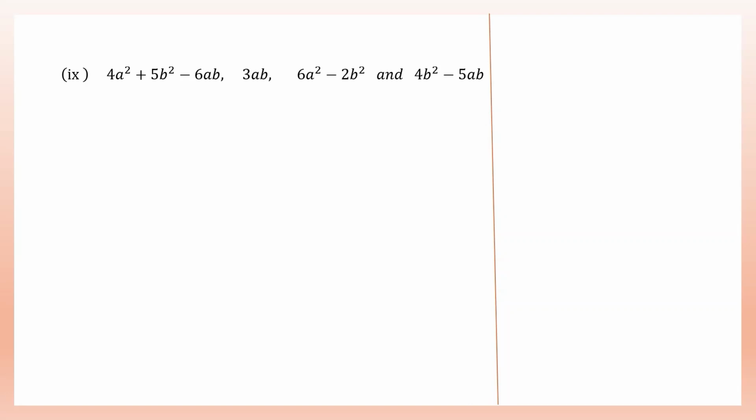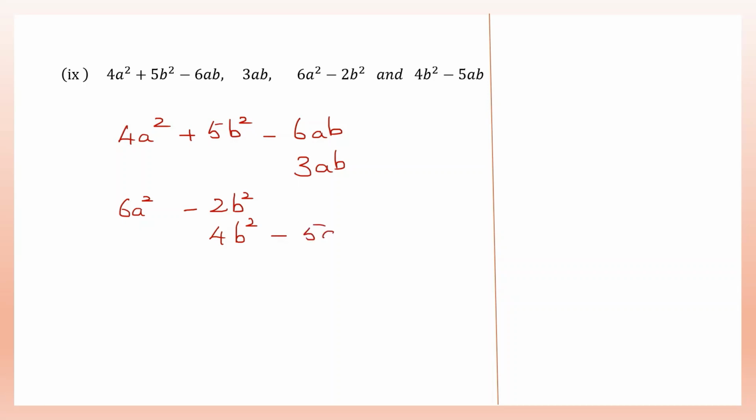Question 9. 4a square plus 5b square minus 6ab. This is the first expression. Second one is 3ab. Third one is 6a square minus 2b square. And the last one is 4b square minus 5ab. Okay, let's write whatever's missing. Plus here, plus here. There is a plus here and one more plus.